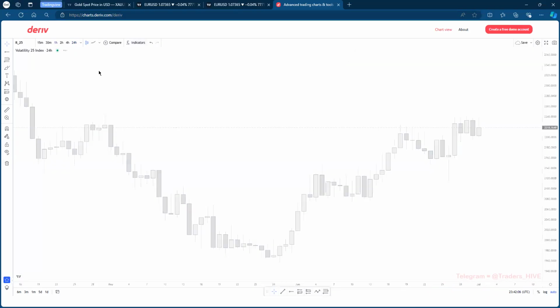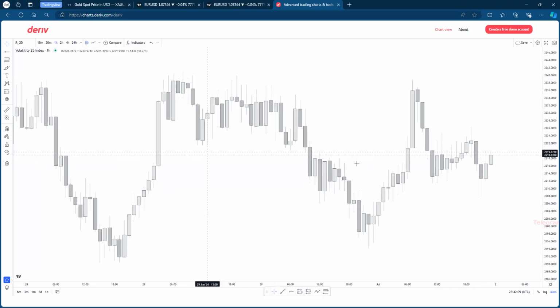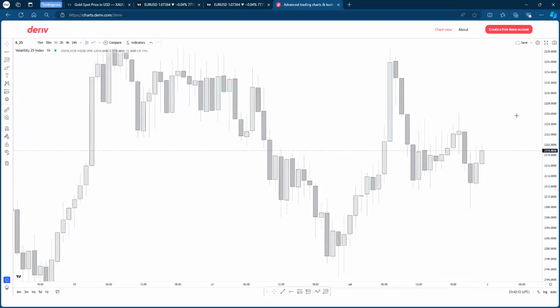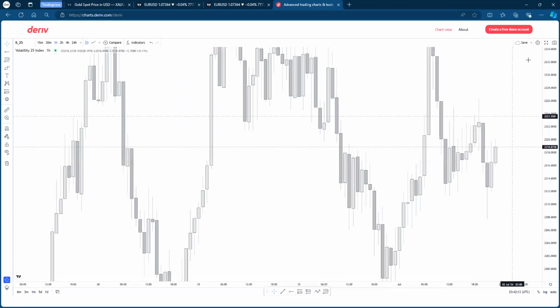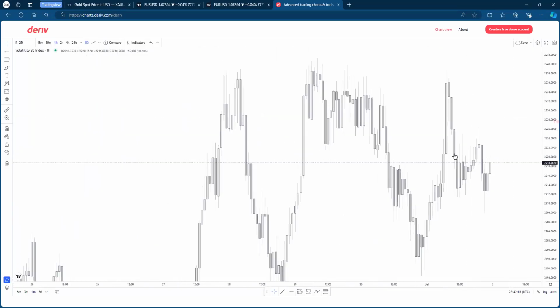But on the 1 hour time frame, this is what I did. Okay, beautiful. So this is where my entry was on the 1 hour time frame. So you will see, when I checked price, the price was here.